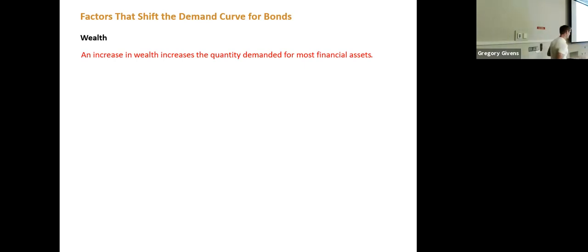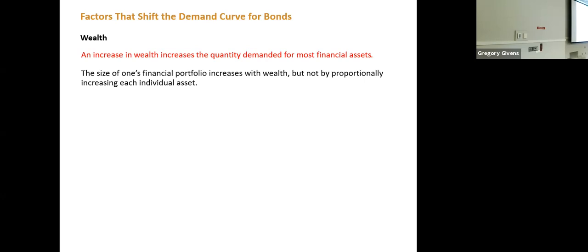The basic point here is that an increase in investor wealth is very likely going to increase the quantity demanded for most financial assets. But it's probably not going to increase the demand for each different type of asset proportionally, okay? Let me give you a quick example.